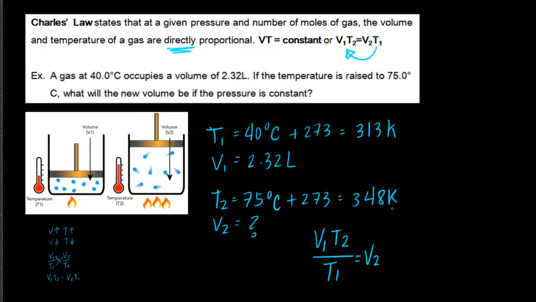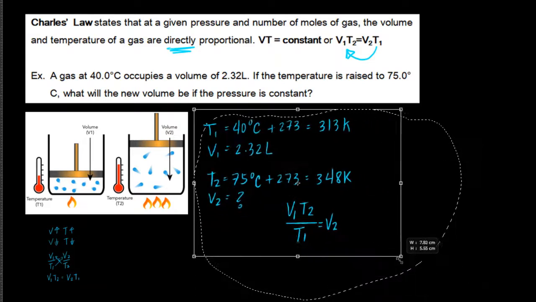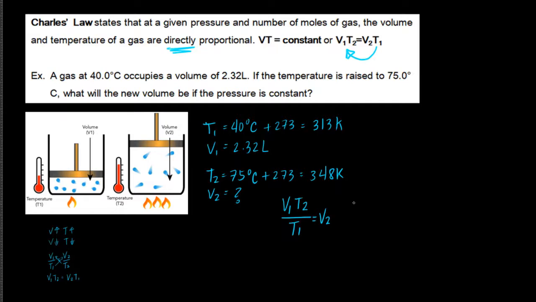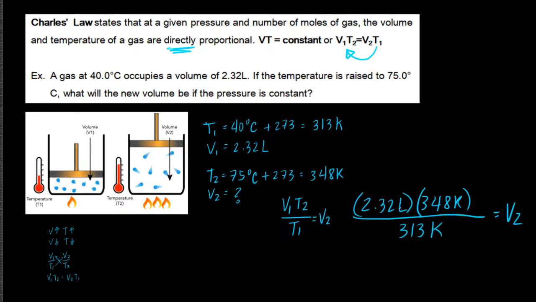That is your V2. Substituting everything, 2.32 times our T2, 348. So, our V1 again was 2.32 liters. Our T2, 348 Kelvin. All over T1, 313 Kelvin. Since we are looking for volume, the remaining unit should be liters. Kelvin cancels out. And let's see. 2.32 times 348 divided by 313. Our V2 is 2.58 liters.